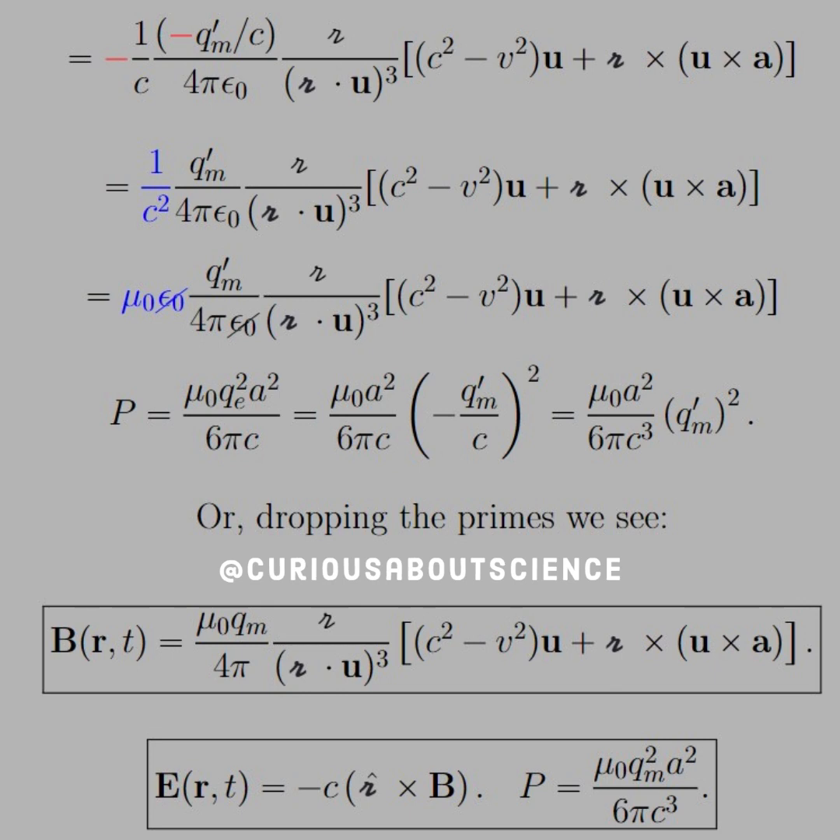So if we drop the primes, then we can tidy this up. The magnetic field gives us a mu naught QM instead of the QE over 4 pi, and then take everything else with the arbitrary motion. And then we see that E here goes to negative C, R cross B. Okay, so again, they flip roles in this duality transform, and power is given as such. That C cubed term is the main difference. And yeah, pretty cool. Quick problem, but definitely a fun one to play with.